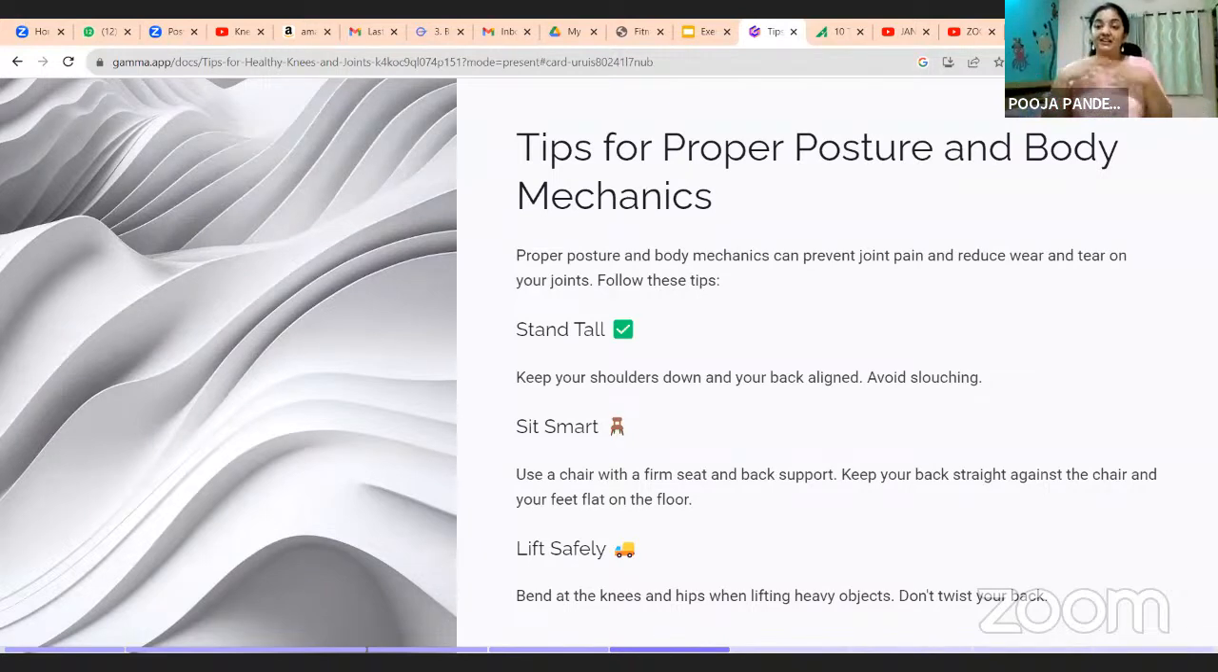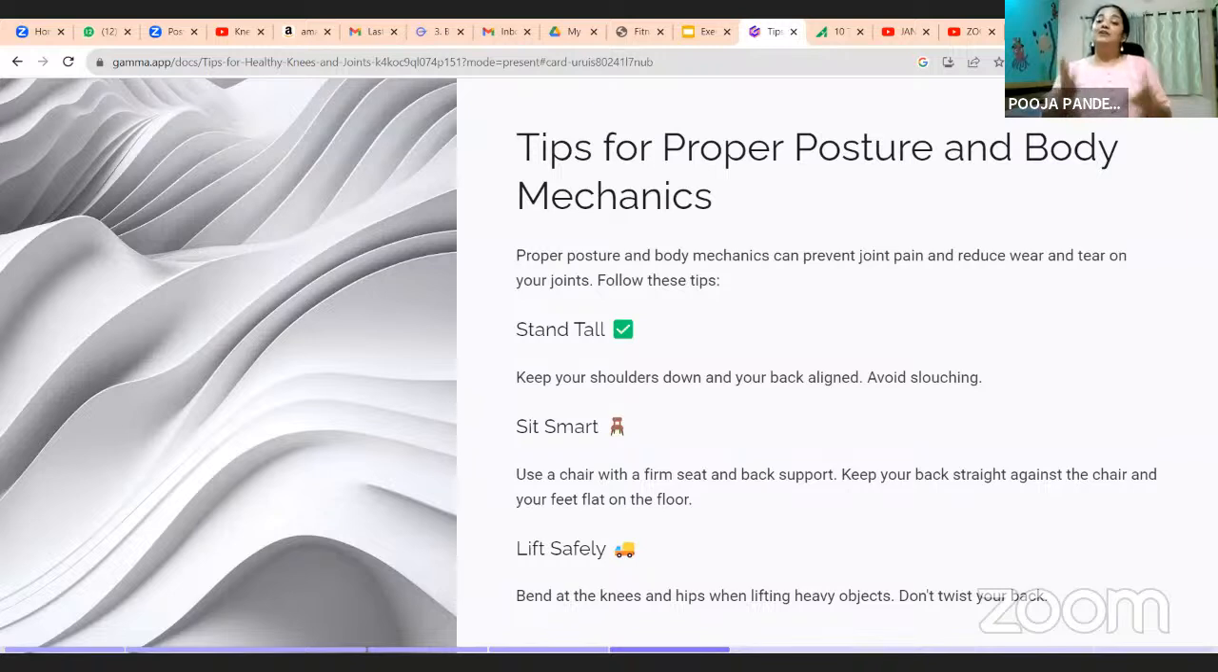Then lift safely. That means if you are lifting anything, one, it has to be on the center. On the center means the weight has to be on the center. So all the ladies' purses are definitely no. If you are using those ladies' purses, make sure it does not carry any weight, because as soon as you keep the purse here, you will slouch on the other side. Otherwise, use the bag which children carry. Both the shoulders should carry the weight. So this kind of bag is much better than this kind of bag.